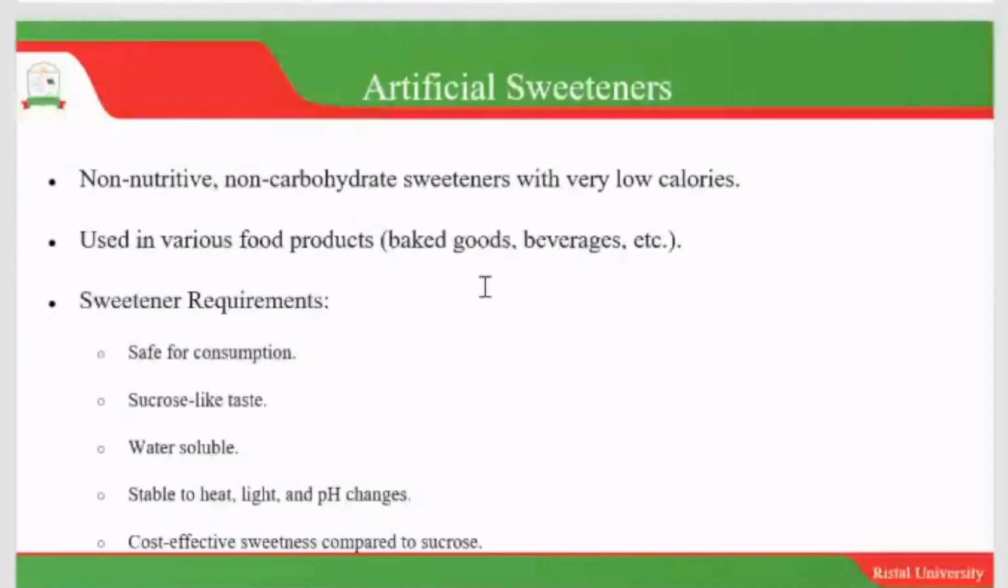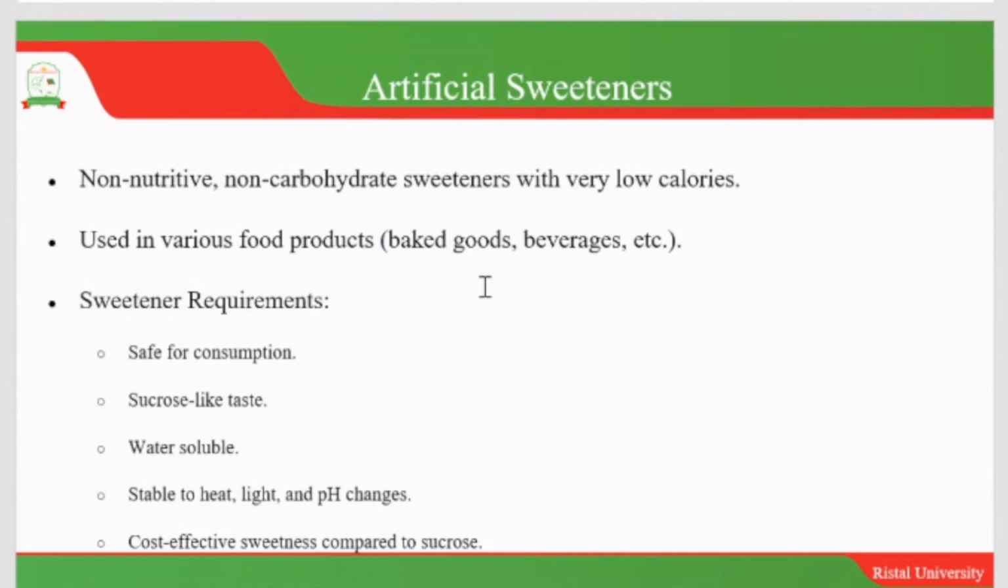All right. We are saying these artificial sweeteners are non-nutritive and non-carbohydrate sweeteners and very low in calories. That is to say that these are used in various products such as baked goods, beverages, etc. What are the requirements that these sweeteners should have? They should be safe for consumption. They should have a sucrose-like or sugar-like taste. They should be water-soluble, stable to heat, light, and also pH changes. And they should be cost-effective compared to sucrose.